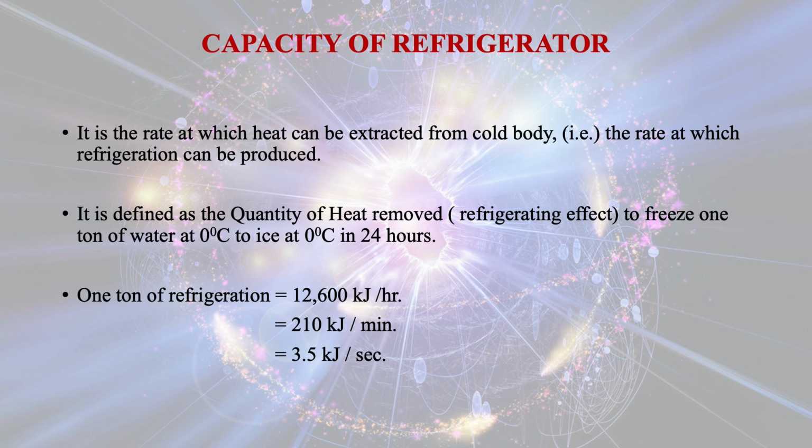So 1 ton of refrigeration is equivalent to 12,600 kilojoule per hour. That is also equal to 210 kilojoule per minute. That is also equal to 3.5 kilojoule per second.